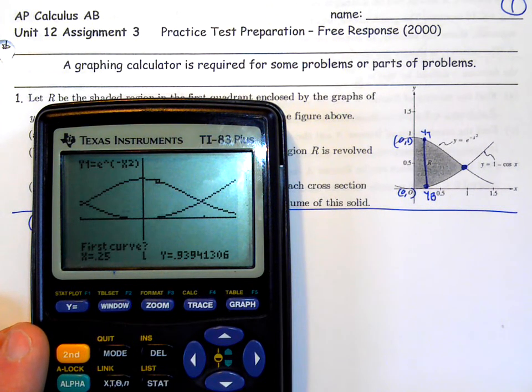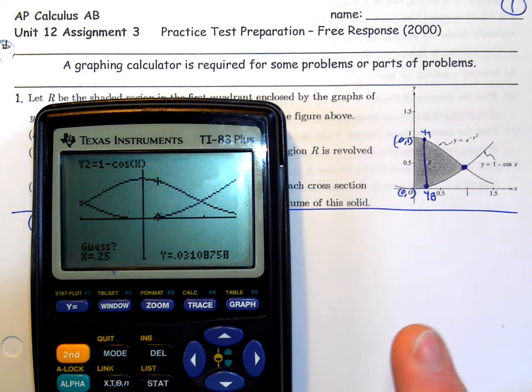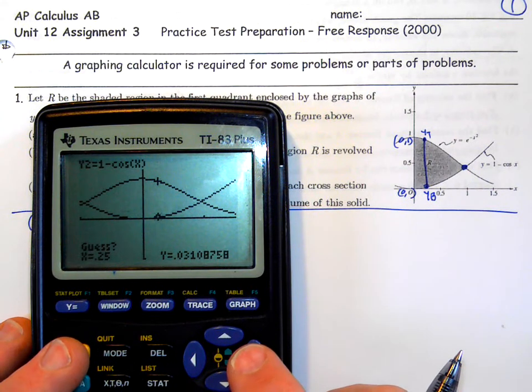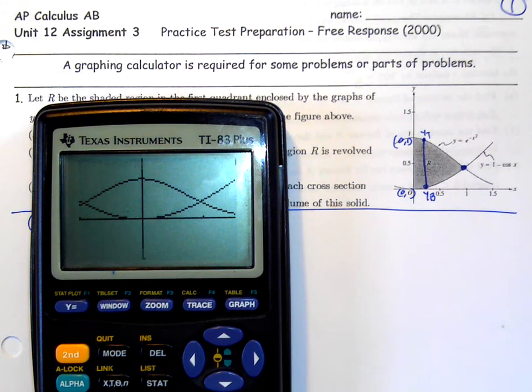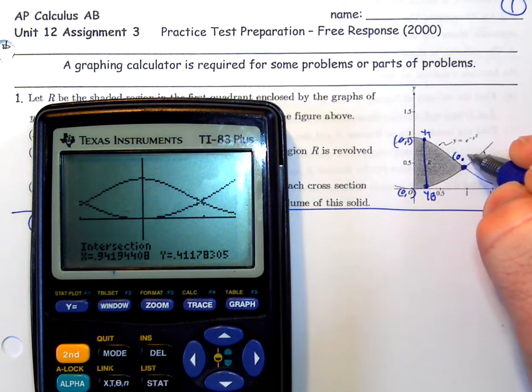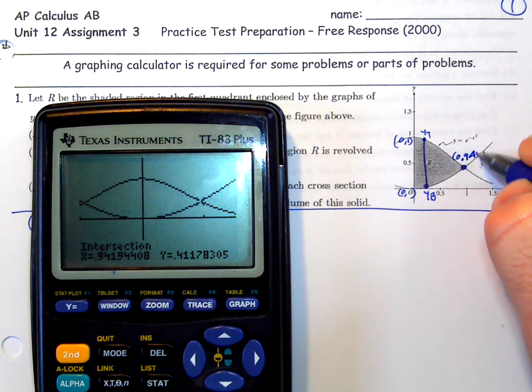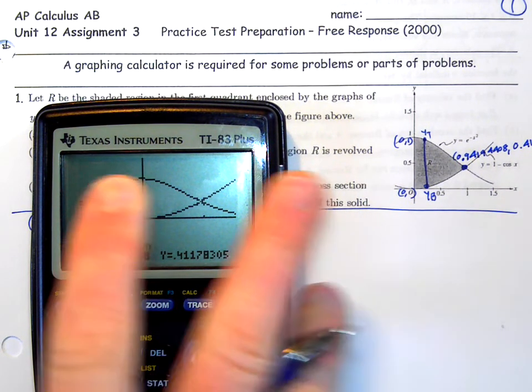You've got to identify the curves you want to find the intersection of. You need two curves. If there's only two curves, it's enter, enter. Otherwise, if there's three curves, you've got to pick which two. And then a guess. Now, we could use the cursor all day long or just say, that looks like it's around 1, which is a little quicker. And so I'm going to put this on my picture, 0.9419448 and 0.41178305. More decimal points than 3.